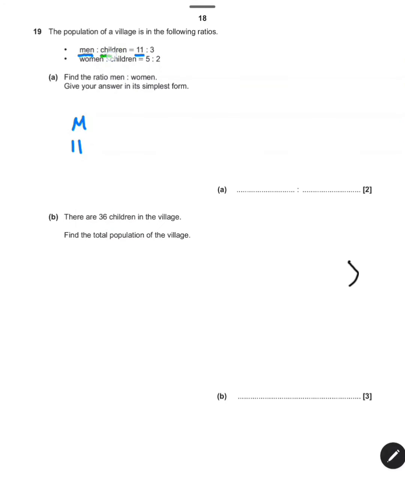We've got children is 3. In the second ratio, we've got children is 2. So I'm going to write that here. And then in the second ratio, we've got women is 5. And as long as I get the right numbers under the right labels, I am allowed to swap them around. I'm going to combine these two ratios together to form a single 3-part ratio.